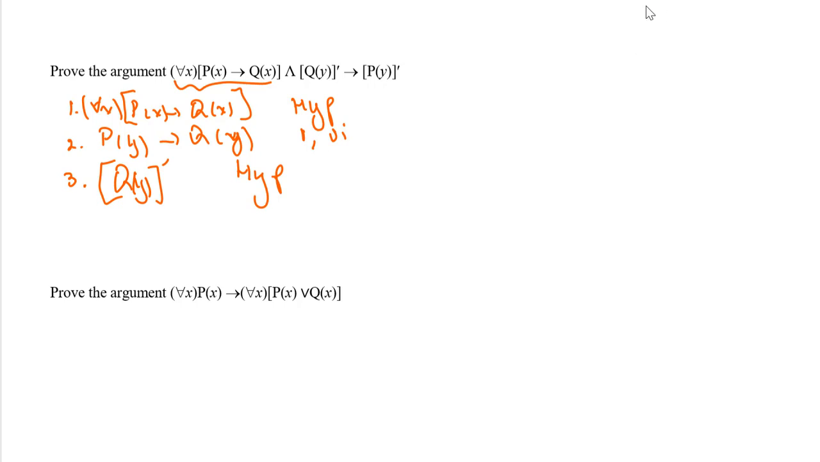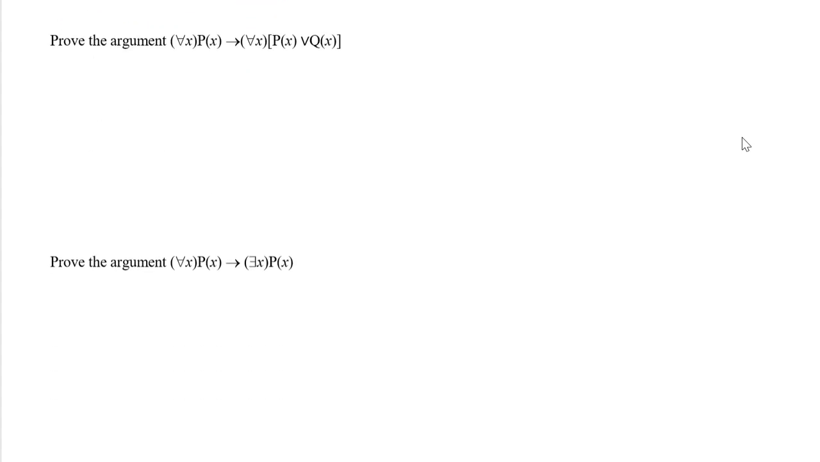And now what can we say? I have not q of y naught, and p of y implies q of y. This looks like MT, modus tollens. So what can we get now? So we could say not p of y naught. Review MT, so 2, 3, MT. Okay, and that's our goal. Very simple, this one. That's the goal.